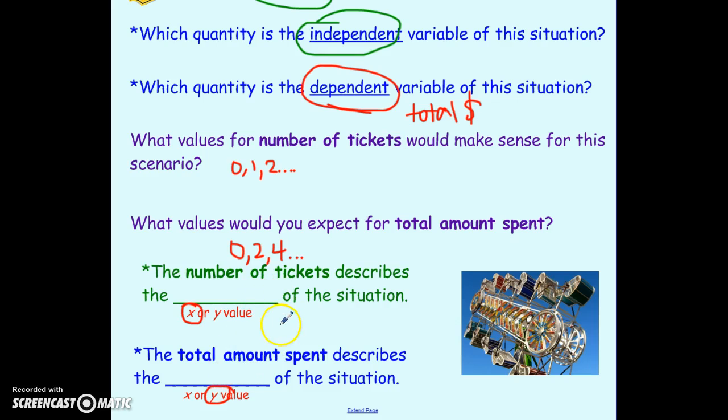And then you have a couple little things on your handout. This X value is also called the domain of the situation. I think you've heard this word before. And the Y value is also called the range of the situation. So you have those extra blanks to fill in on your notes.